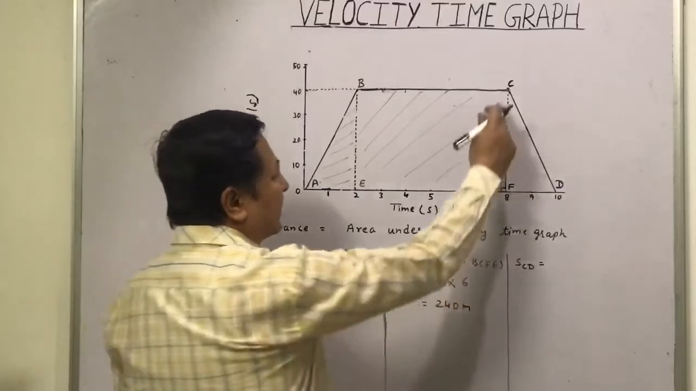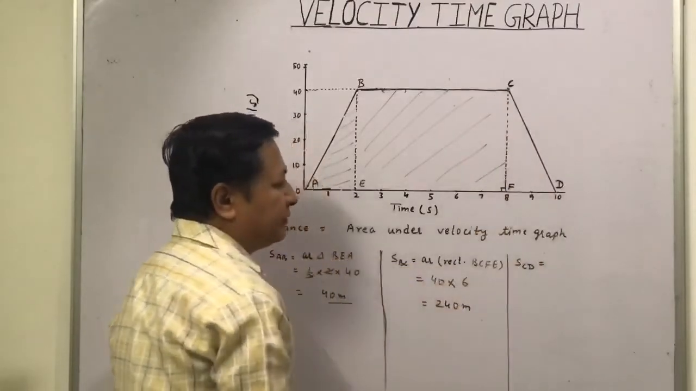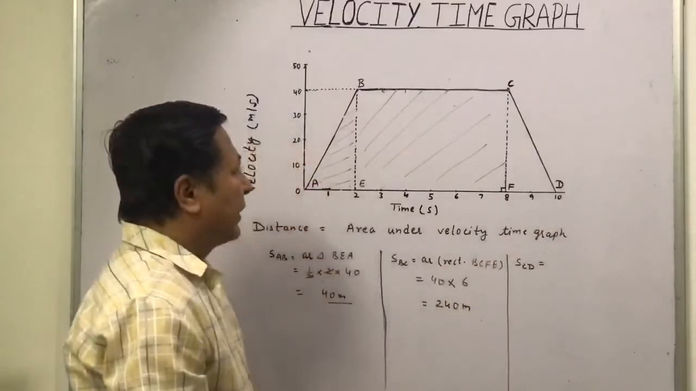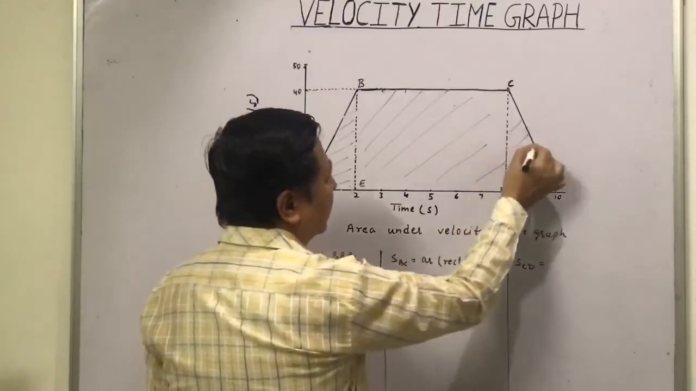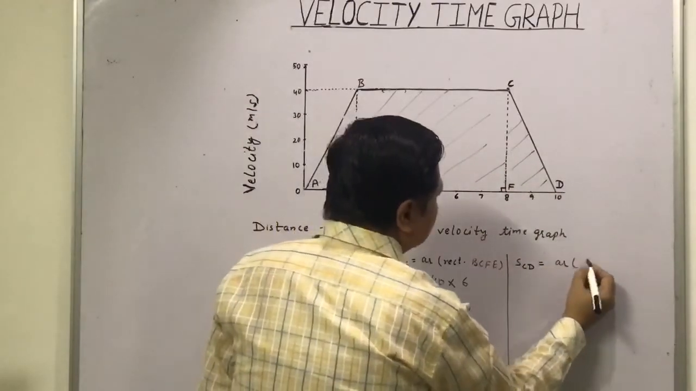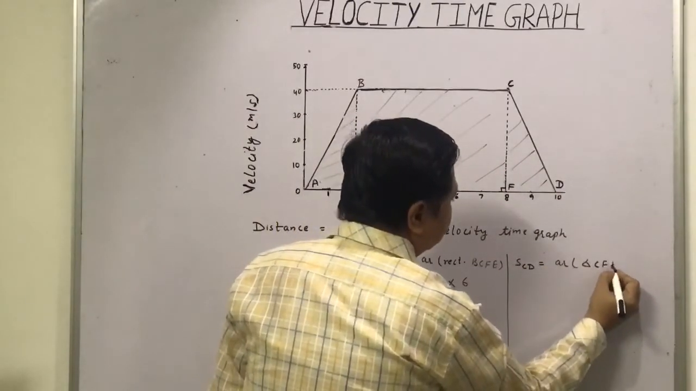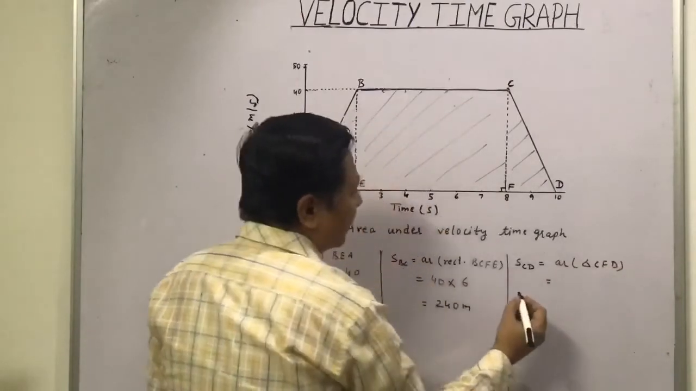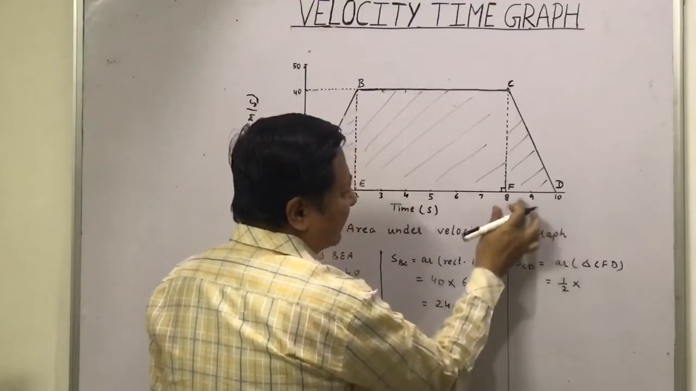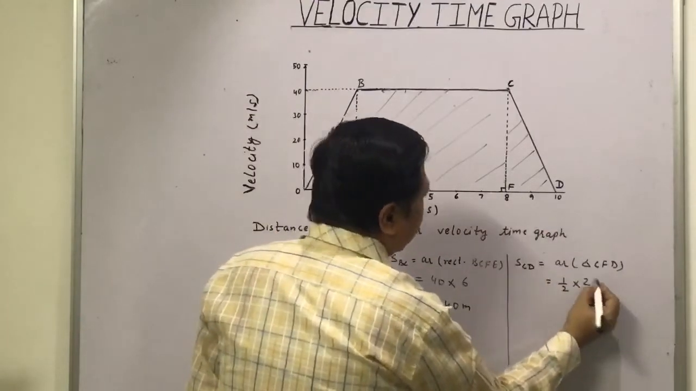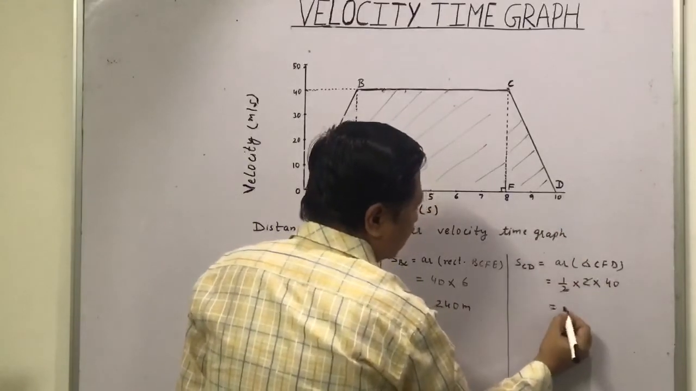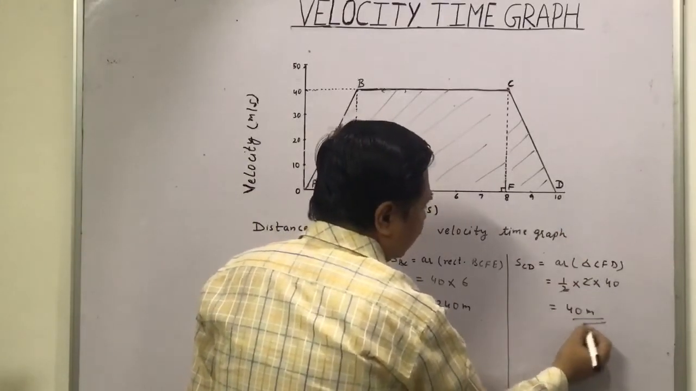Now when you want to find the distance traveled during CD, that means from 8 seconds to 10 seconds, then again it is forming a figure, that is triangle. So that will be equals to area of triangle CFD, and area of triangle is half into base into height. Base is this much, that is 10 minus 8, that is 2, into height is this 40. So this will cancel. So again it will travel a distance of 40 meter.